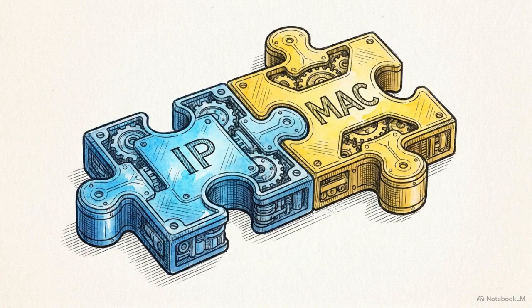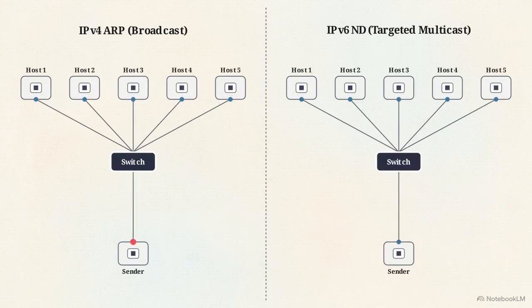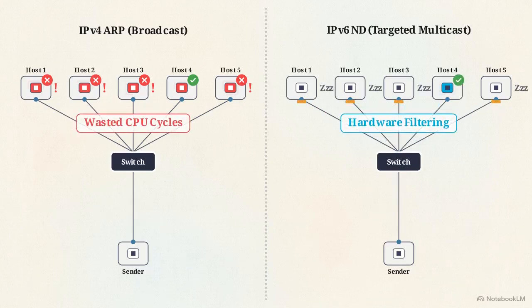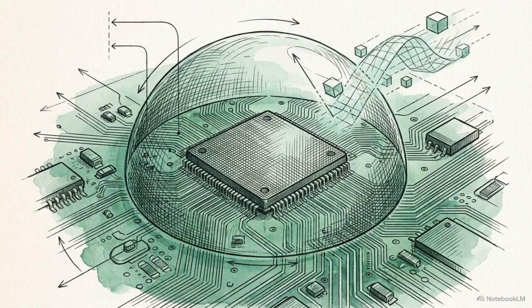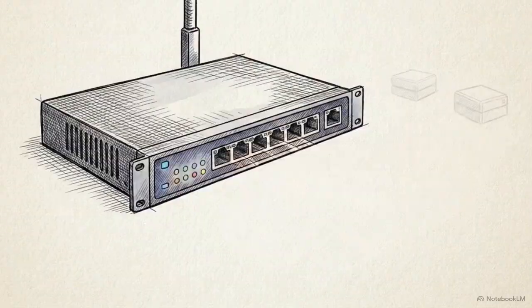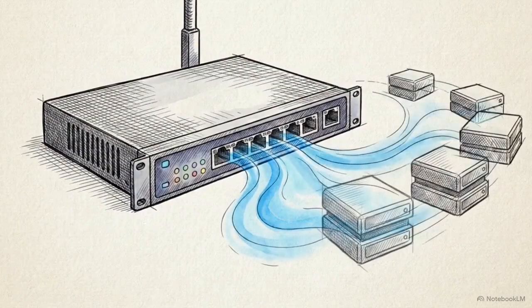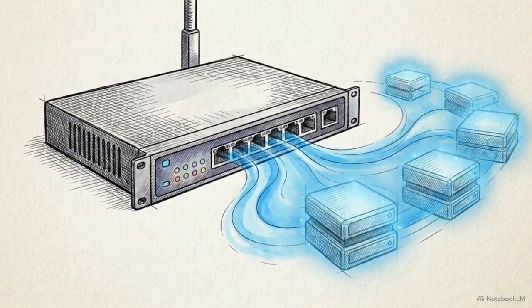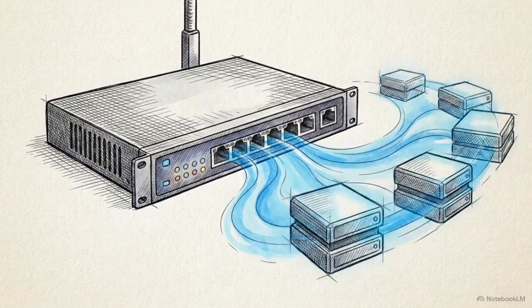Rather than shouting to every device, ND sends its request to a specialized, targeted multicast address. Because this address is derived from the target's IP, only the intended recipient's network interface pays attention to the message. Every other device on the network can filter the query at the hardware level, saving CPU resources across the entire segment. Neighbor Discovery also manages router discovery and auto-configuration, serving as a comprehensive upgrade over the legacy ARP process.